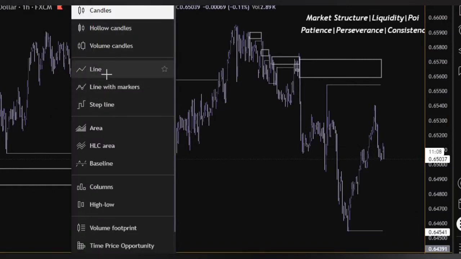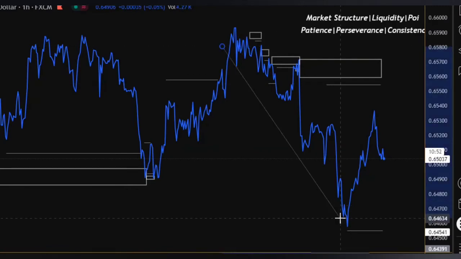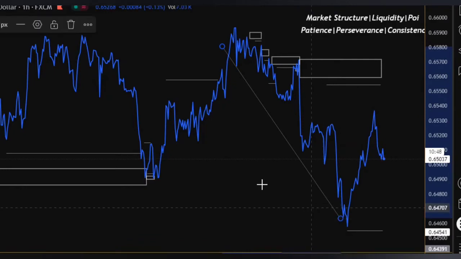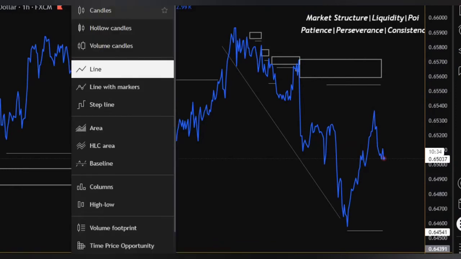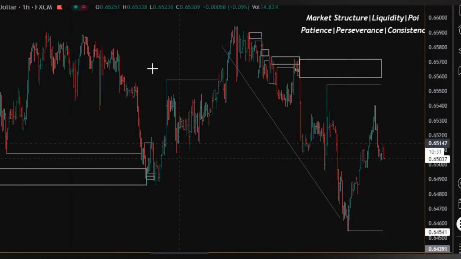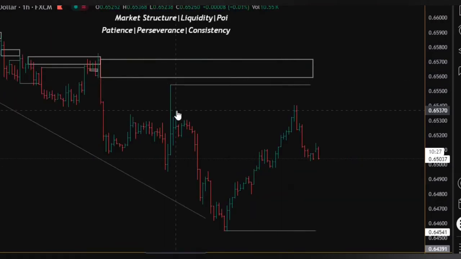So for the line chart, this is how the line chart looks like. As you can see, it shows a clear direction. You can see that from this point price has been pushing to the downside, right? And also for the bar chart, it simply looks like this. As you can see, this is how the bar chart looks like.